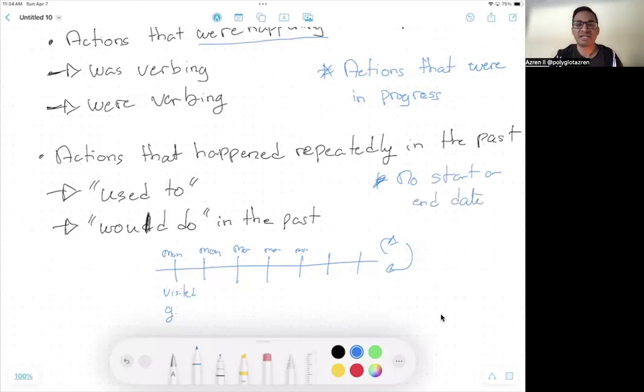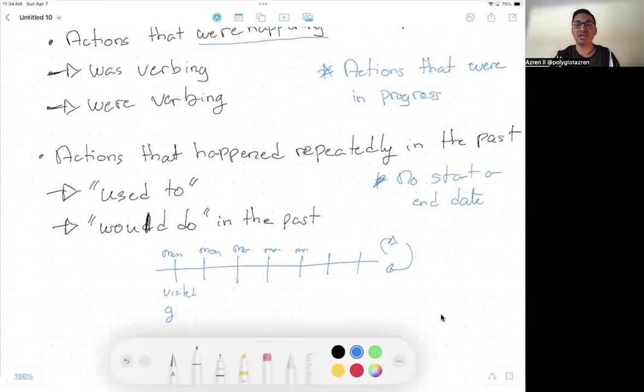There's no start or end date. So, for example, if I said, I used to eat meat, but now I don't. Or even just quite simply, I used to eat meat. You don't know when I started eating meat, and you don't know when I stopped eating meat. I used to eat meat, meaning on a regular basis, I ate meat.